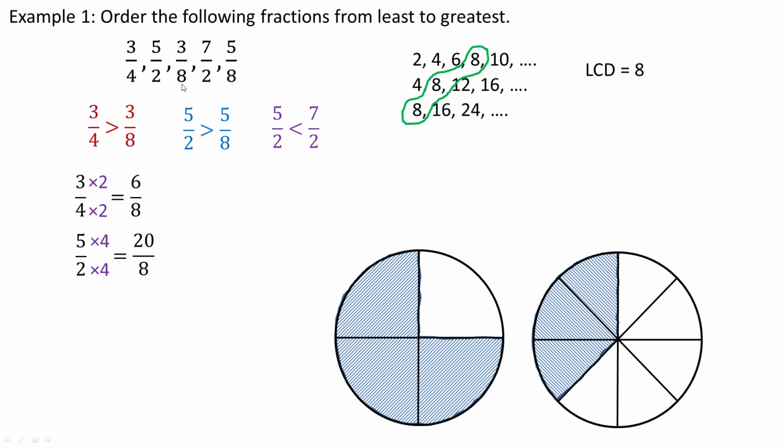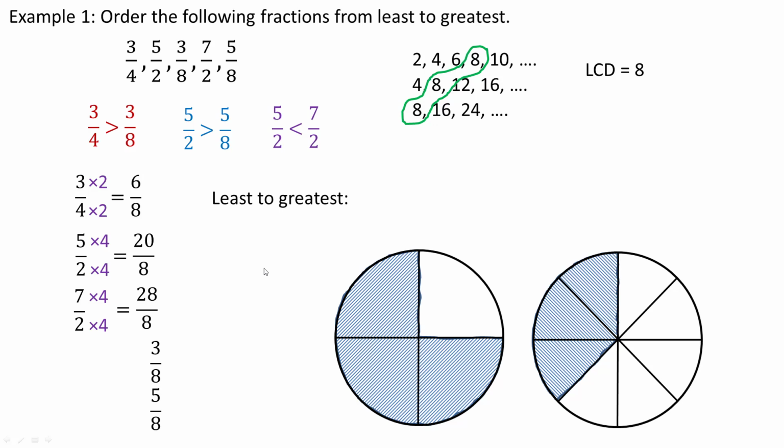Now the 3/8 already has an 8 on the bottom, so I'm going to skip to the 7 halves. For 7 halves, I would multiply by 4, just like I did with the last one. So that's going to be 28 eighths. And of course I've already got the 3/8 and the 5/8 done. So I'm comparing these now: 6/8, 20/8, 28/8, 3/8, and 5/8. 3/8 is the smallest of all the numbers.